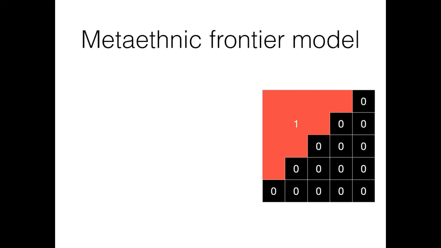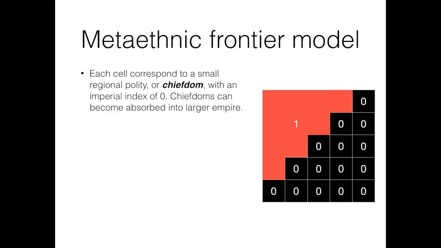So the model works as follows. The smallest spatial unit in the model, which is going to be a cell on a square grid, corresponds to a small regional polity or chiefdom. So these are the black zeros in this figure. Each one is a different chiefdom. However, the polities can become absorbed into a large territorial empire, and so the cells all have an imperial index denoting the empire to which they belong.